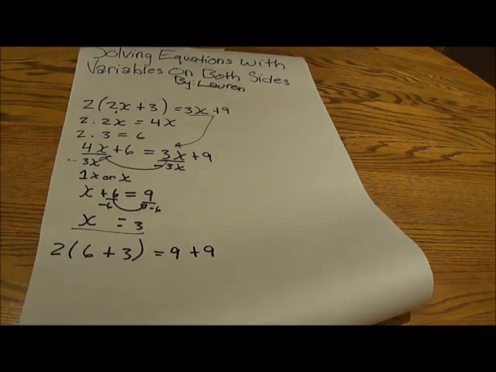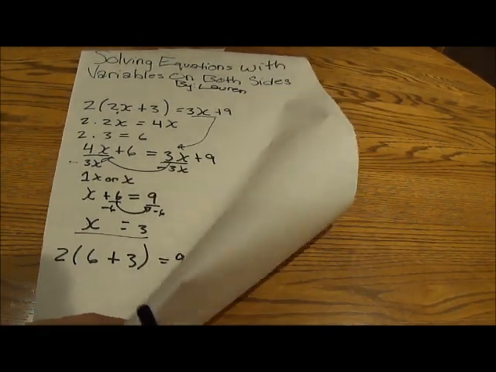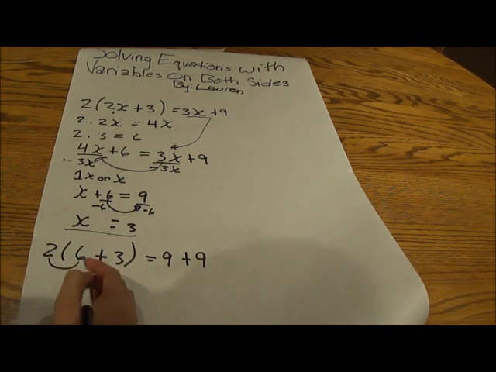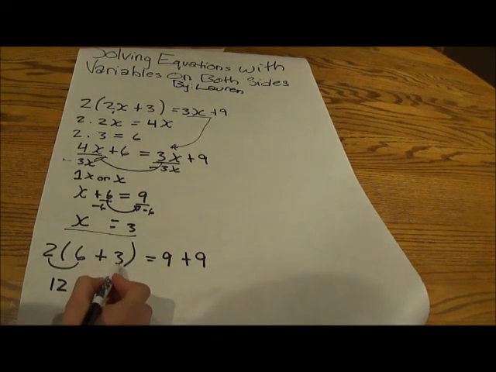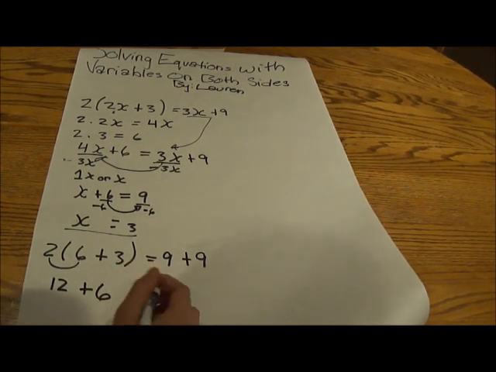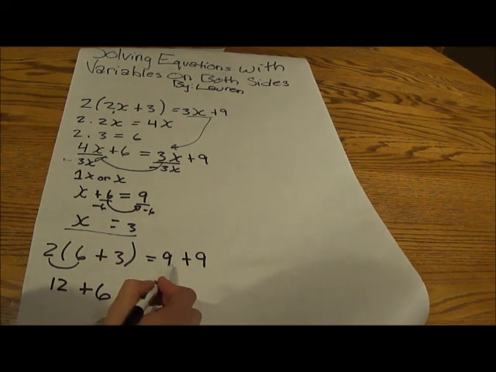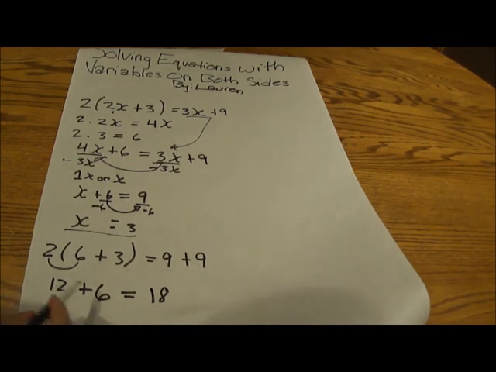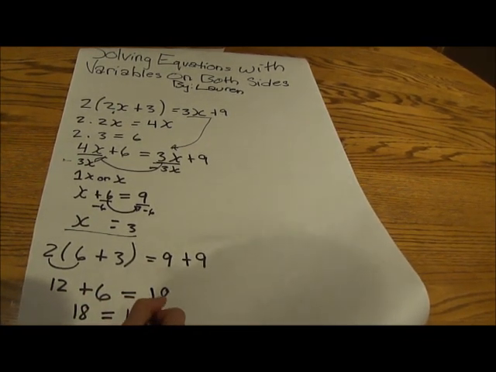Now we use the distributive property to solve this. So 2 times 6 equals 12, plus 2 times 3, which equals 6. And then here we have 9, we use the like terms, and 9 plus 9 equals 18. 12 plus 6 equals 18, so our answer is correct. So x equals 3.